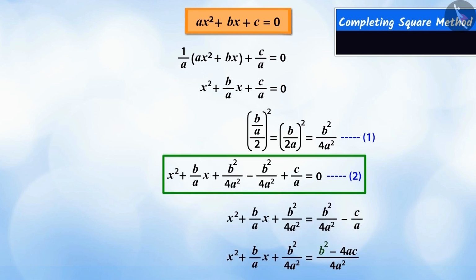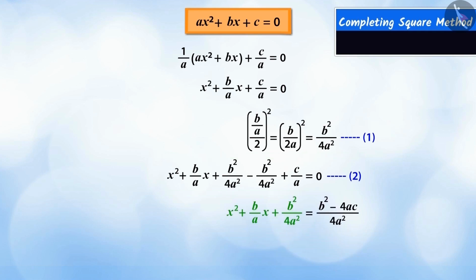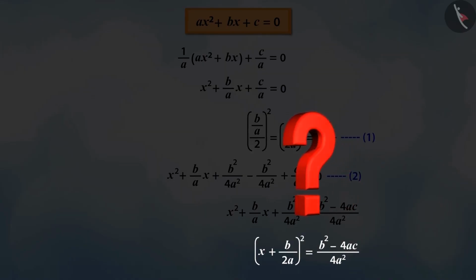On solving equation 2, we get (b to the power of 2 minus 4ac) upon 4a to the power of 2 on the right side. And by expressing the left side as the square of a binomial, we get this form of the equation. What do we need to do to solve this equation?